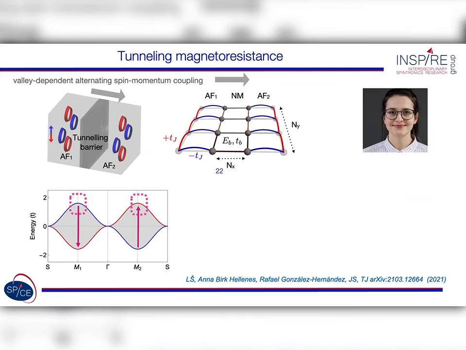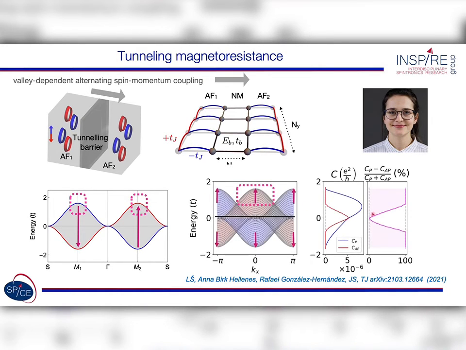On the other hand, you can also go to the tunneling effects, and here you exploit the valleys. The calculation done by Anna Birk Hellenes shows a very strong, 100% type of TMR effect, which is very strong as well and useful.